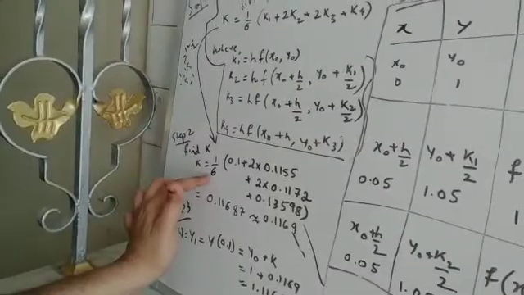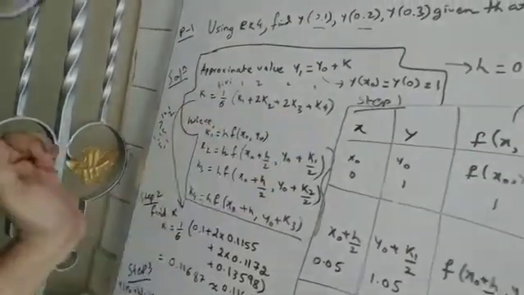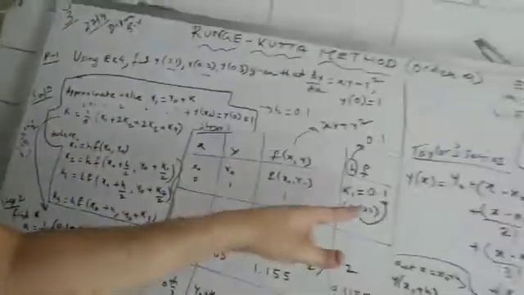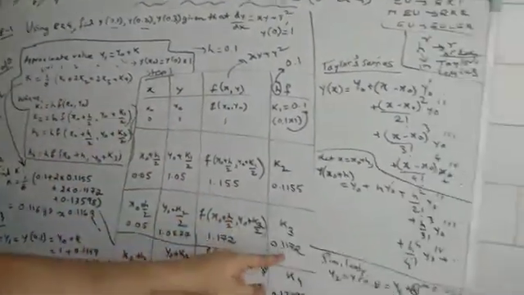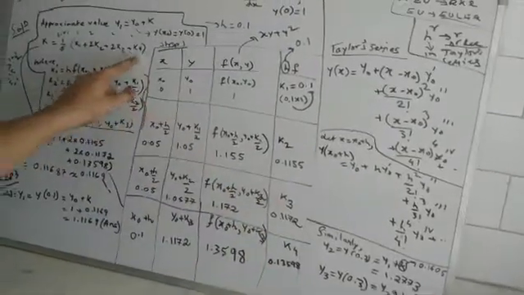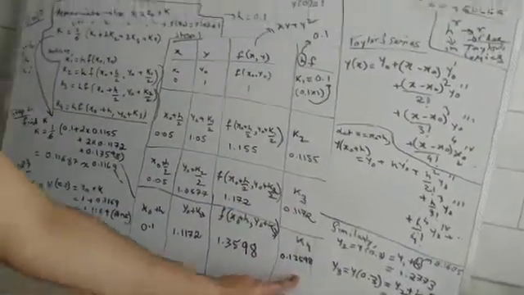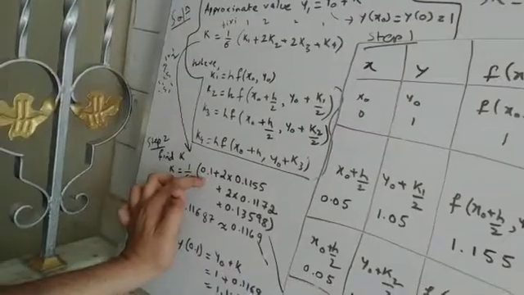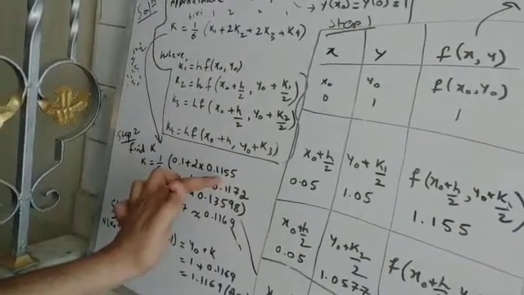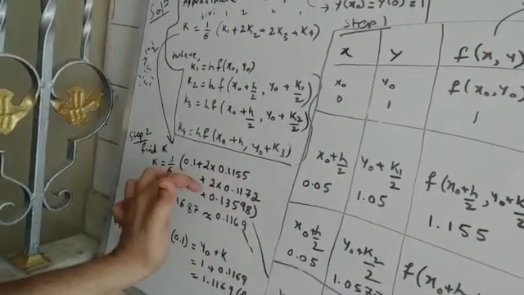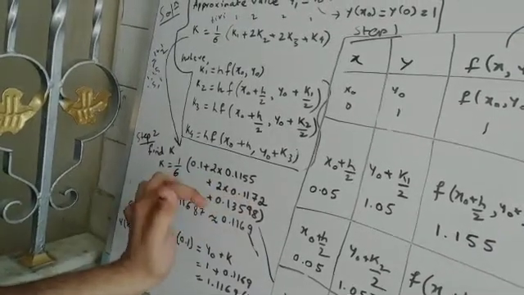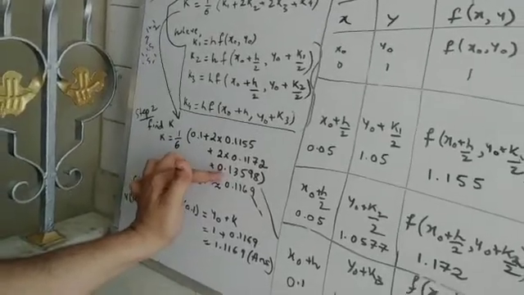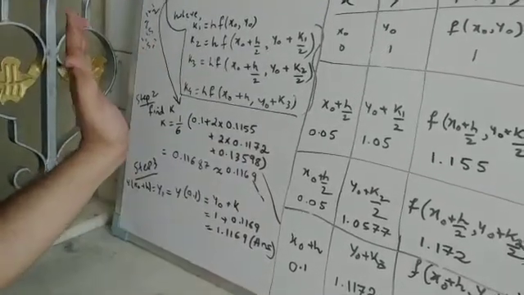Next, step 2 will be to calculate K. K is basically 1 by 6 of this. So K1 is how much? It is 0.1. K2 is how much? 0.1155. K3 is how much? 0.1172. K4 is how much? 0.13598. So 0.1 plus 2 into 0.1155, that is basically your K2, plus 2 into 0.1172, that is basically your K3, plus K4, 0.13598. Done.